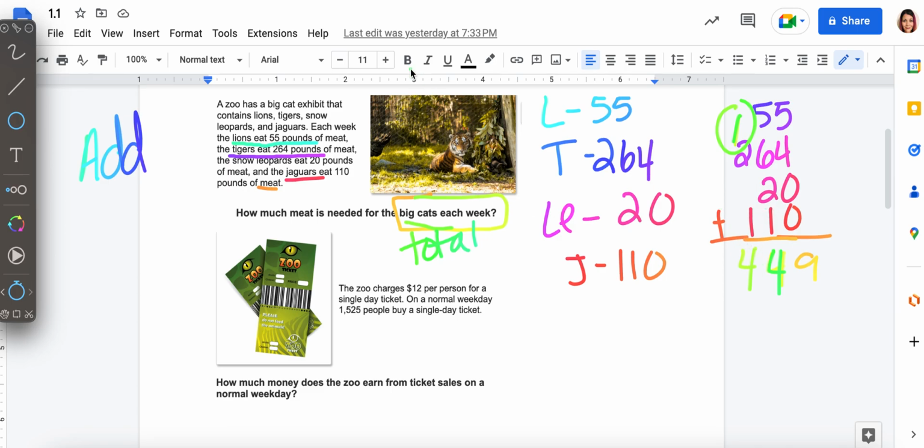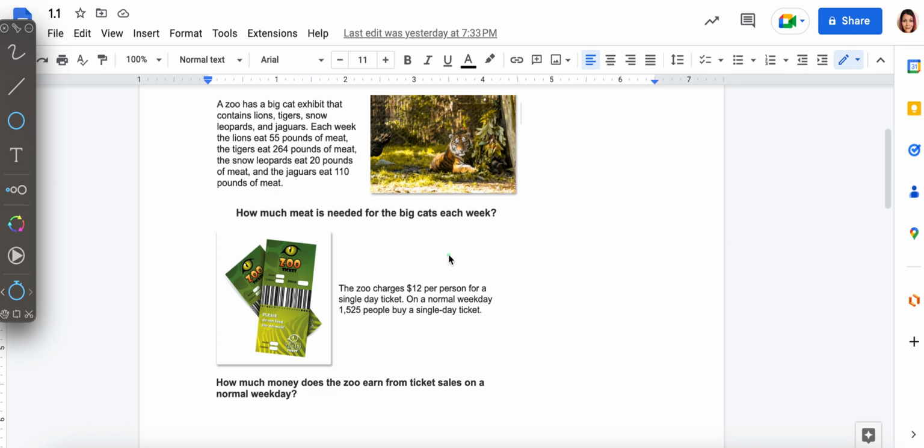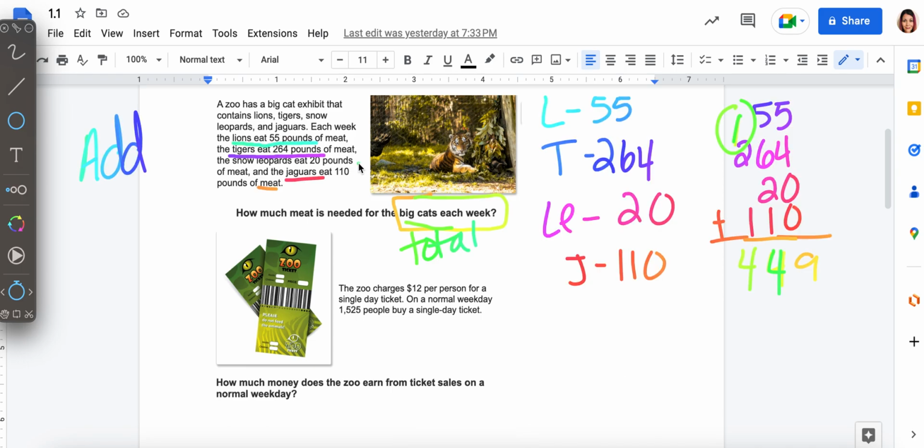But the thing is this video, you need to know if you're adding, subtracting, multiplying, or dividing. That's really what we want to do here. And so when we're looking for the total, we'll be adding. And then this one, how much meat is needed for the big, oh, not that one. We already just did that one. So this next one, the zoo charges $12 per person for a single day.